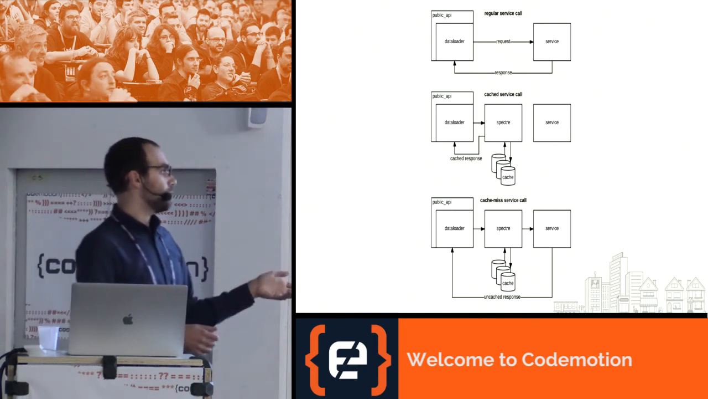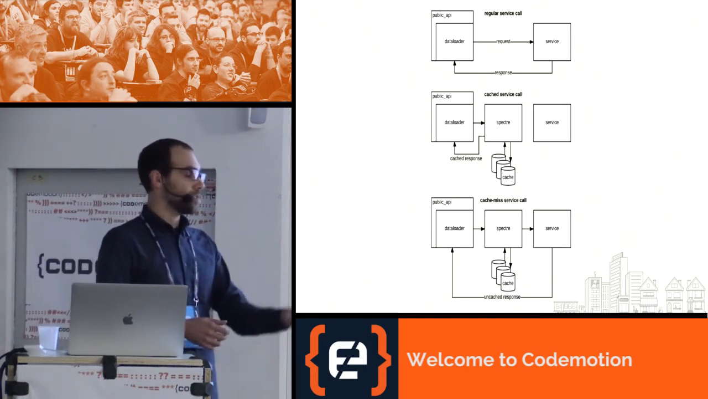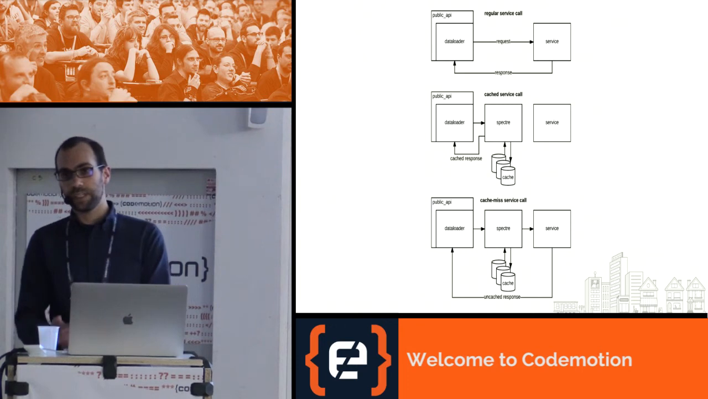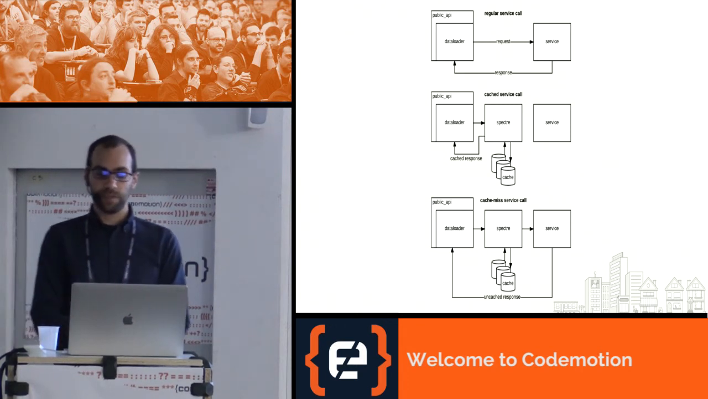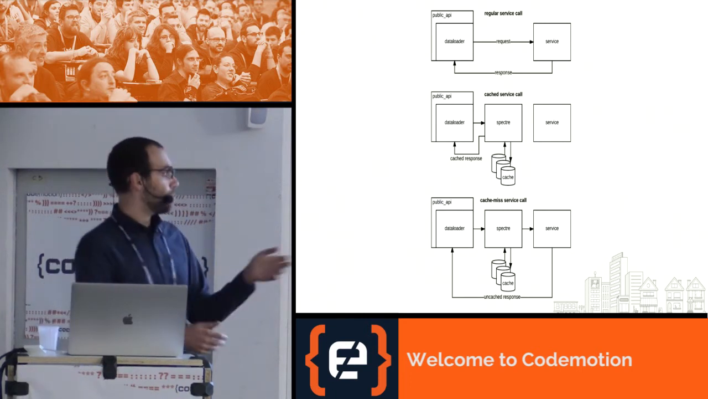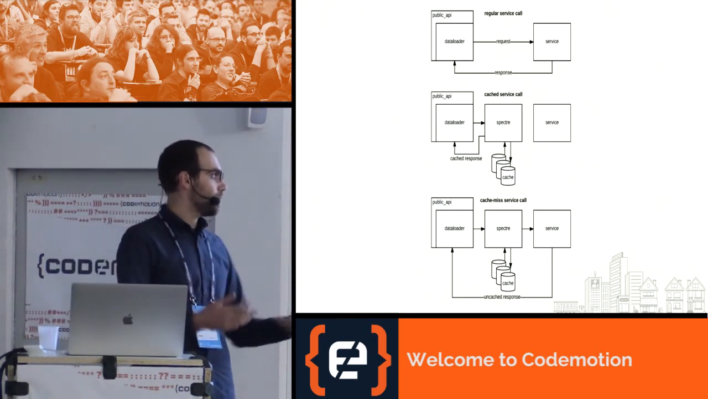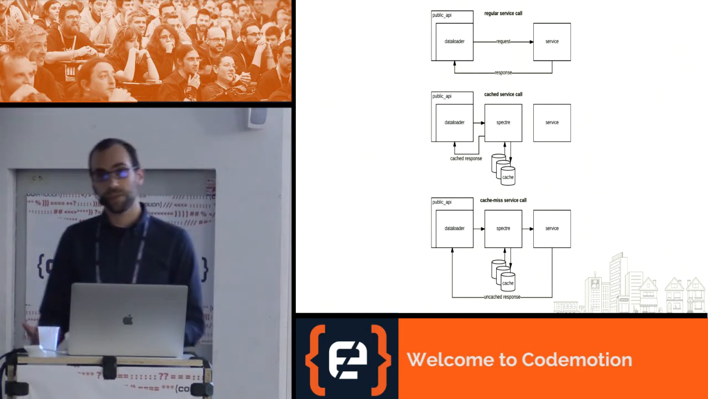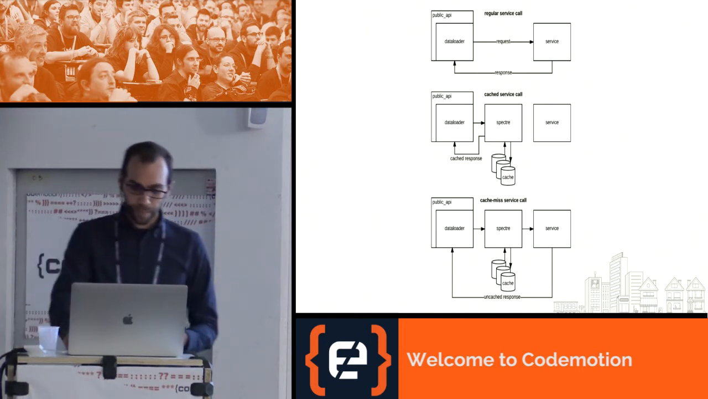On the bottom is a cache miss. The public API will send a request to a service. Spectre intercepts that request. It does not have a cache for that specific request, so the request continues on to the service. The service then returns the data back, and both the public API gets the data it needs, and Spectre gets an updated entry for its cache for future usage.